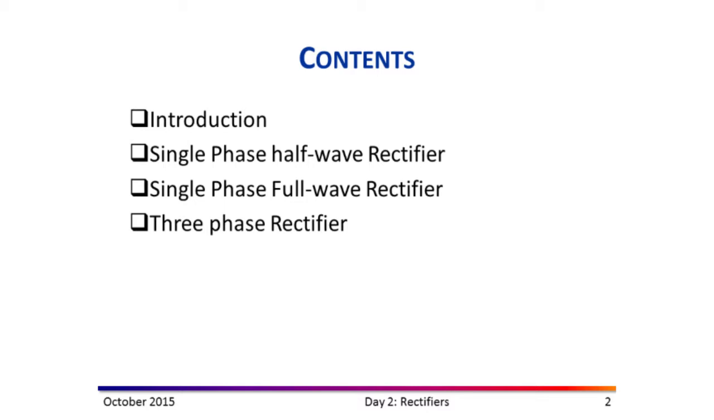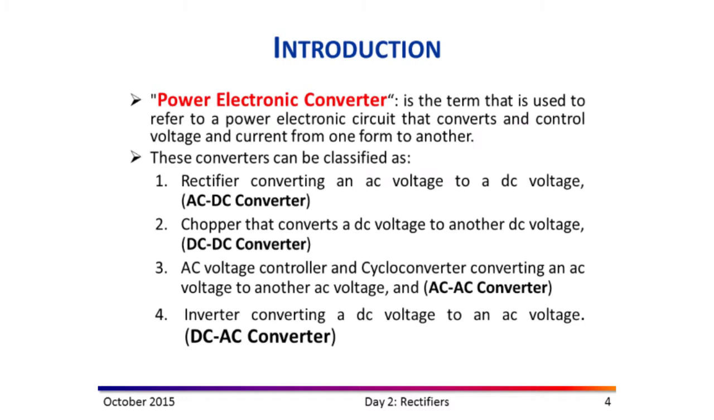So let's start. Power electronics converter is the term used to refer to the power electronics that convert or control the voltage we discussed yesterday in order to meet the required load specification. These converters can be classified as rectifiers, choppers, AC to AC converters, and DC to AC inverters. And we will cover rectifiers for today.